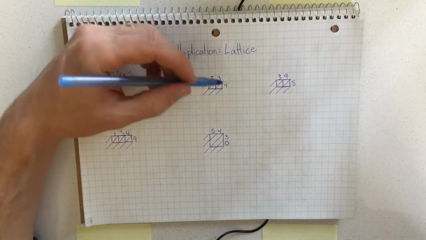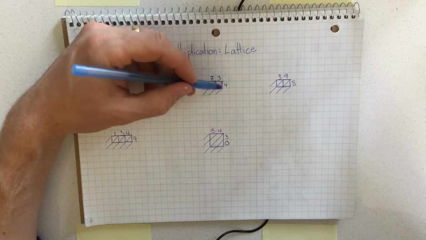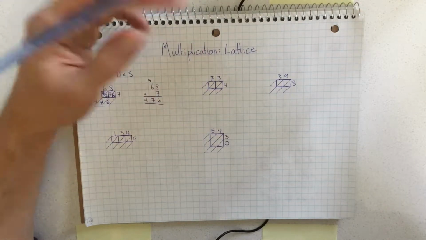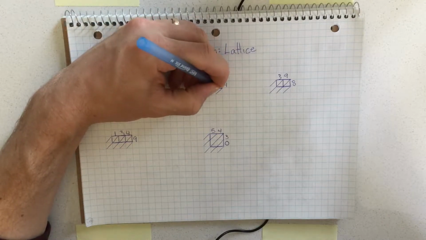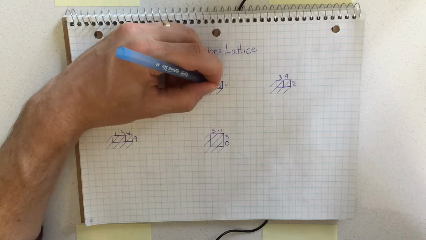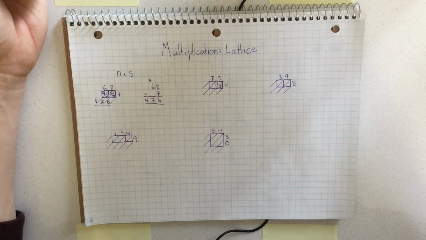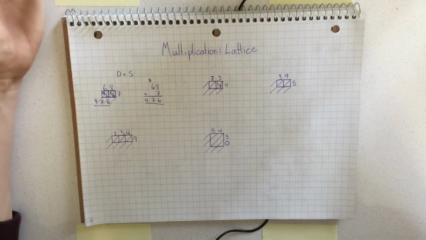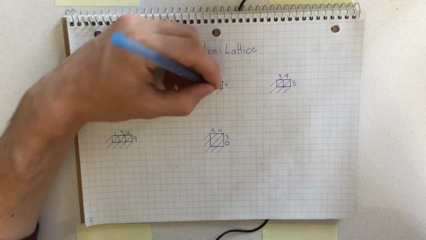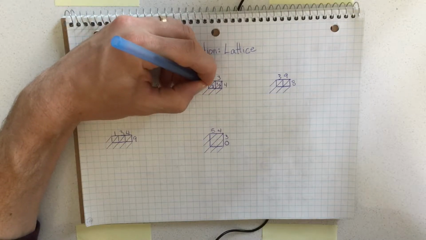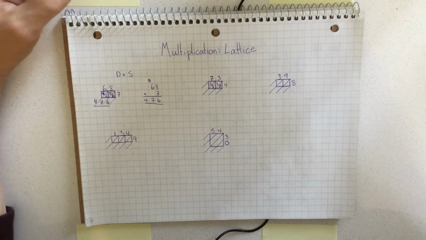So starting up here, again, we're starting on the right. We multiply 4 by 3, we get 12. 2 goes in our ones place in this part of the grid, 1 goes in the tens. 4 multiplied by 7, we get 28. I'm going to put 8 in the ones, 2 in the tens.